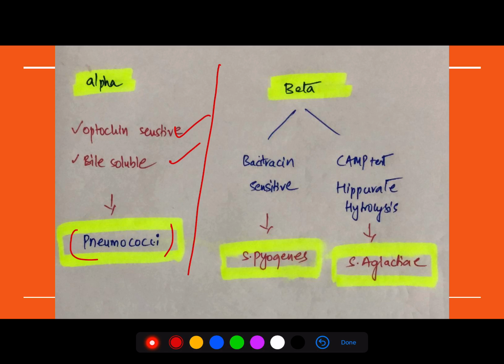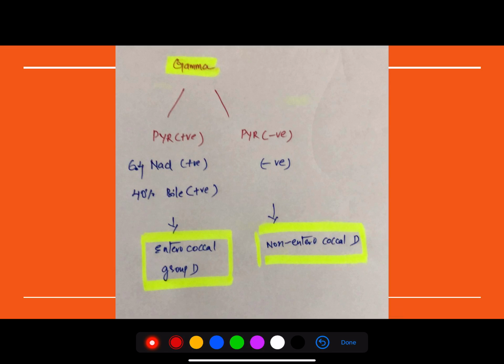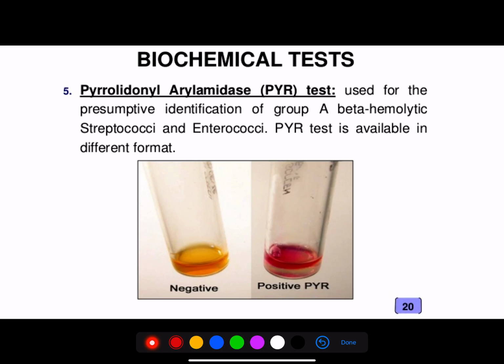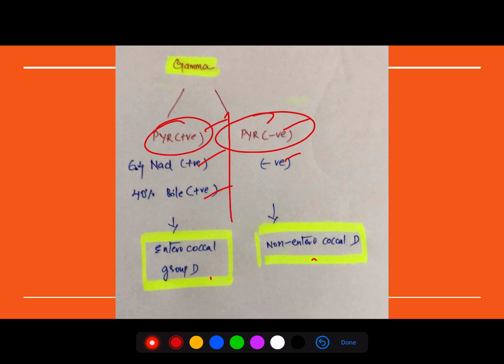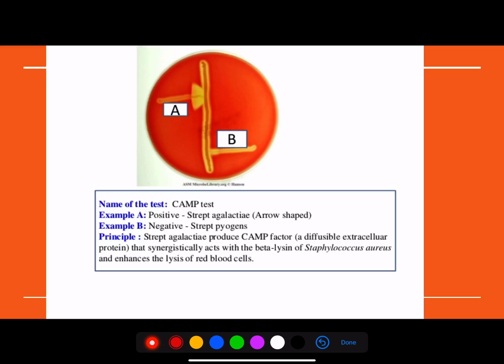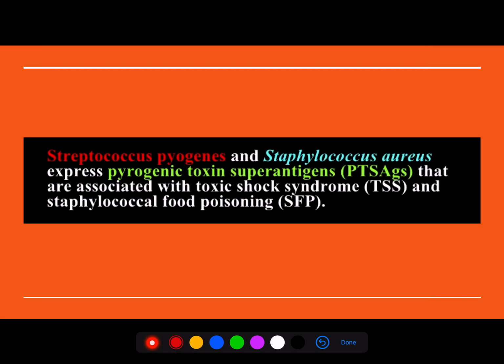And if you go to the beta, beta is bacitracin sensitive, this is the example, whereas CAMP test positive and hippurate hydrolysis is positive for this organism. Then comes the gamma. If positive, this organism. If negative, this organism. Please make a note about this particular test, the PYR test. What is the use of this? The PYR test is useful to differentiate enterococcal group D and non-enterococcal group D. That's the line given over here. Of course, this is a most familiar direct question from our offline classes in NEET 2020. Please make a note of these lines and diagram.